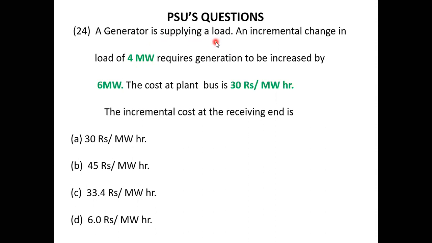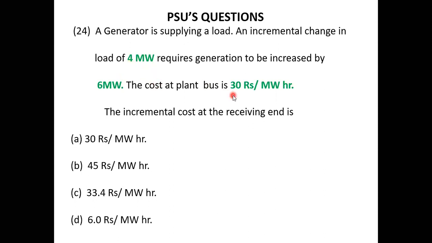A generator is supplying a load, and an incremental change in the load of 4 megawatt requires the generation to be increased by 6 megawatt. What is the point here? When there is a change in the load of 4 megawatt, in order to meet this 4 megawatt on the load side, how much power do we need to increase on the generation side? 6 megawatt. What is the difference between these two? 2 megawatt. That 2 megawatt is going to occur in your transmission line as a loss.